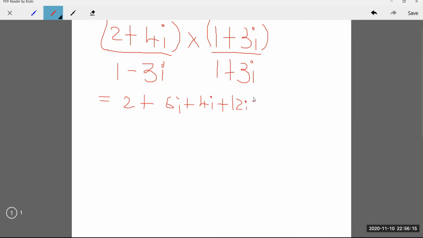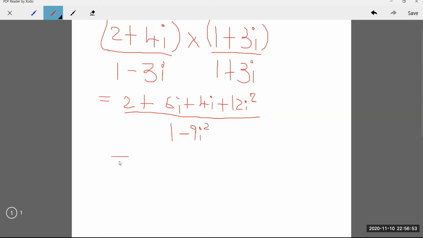Now in the denominator, we have 1 minus 3i times 1 plus 3i. That's a difference of two squares. Can we see that? Yes, sir. And so it becomes 1 squared minus 3i squared. And 3i squared is 3 times 3, which is 9, and i times i is i squared. So we get 1 minus 9i squared. So now let's just simplify.